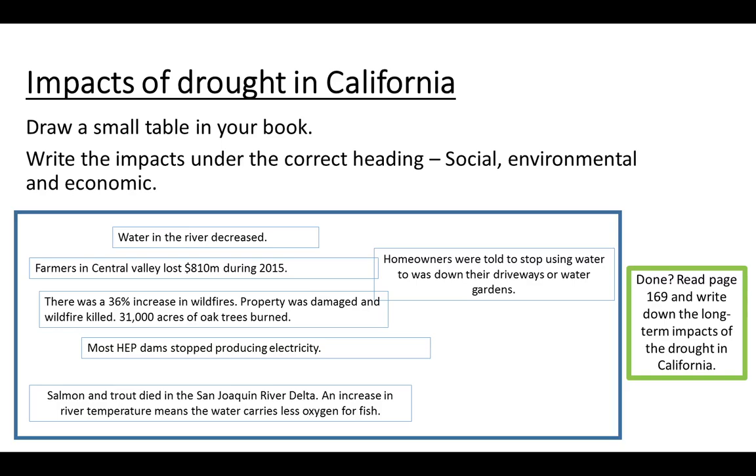So we'll do an example just to begin with. Water in the river decreased, that would be an environmental impact because it's going to have an impact on nature. Farmers in Central Valley lost $810 million during 2015. That's an economic impact because it resulted in a loss of money. Arguably, there is a social impact there as well because that loss of money is probably going to lead to things like job losses or loss of wages for people. So, pause the video, add these to your case study, please.